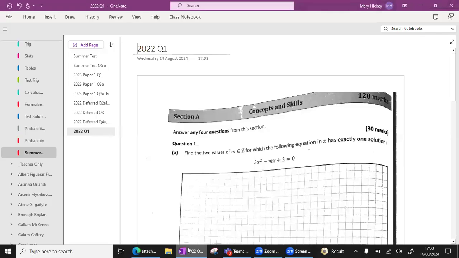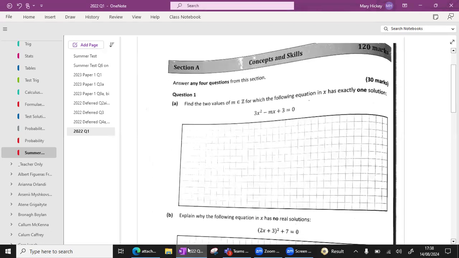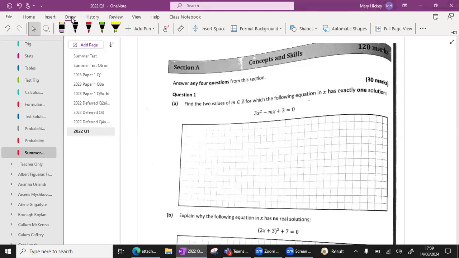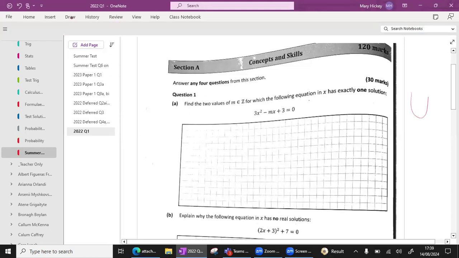So this is the 2022 question 1. Find the two values of m, where m is an element of Z, so it's an integer, a positive or negative whole number, for which the following equation in x has exactly one solution. Now, exactly one solution essentially means that this is a quadratic. So if it's a quadratic and it only has one solution, it's what we call repeated roots, or basically two equal roots.